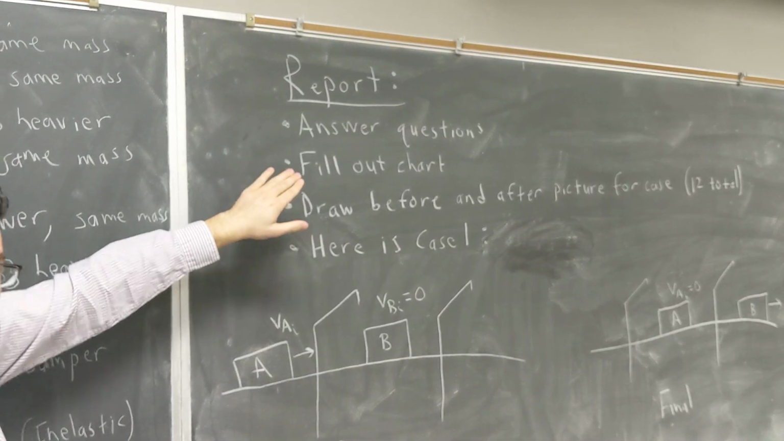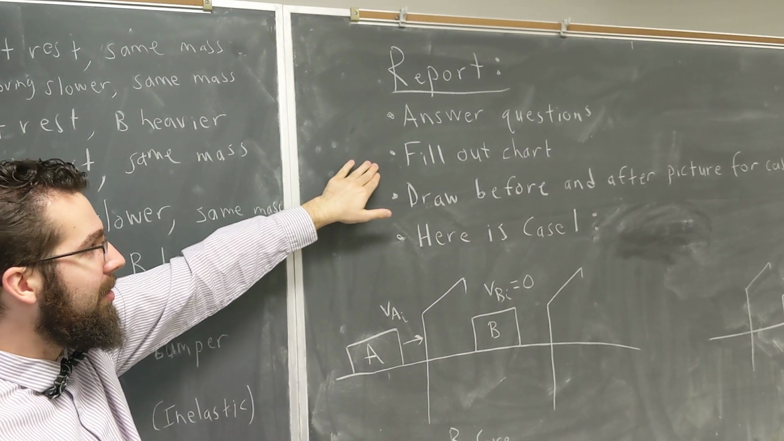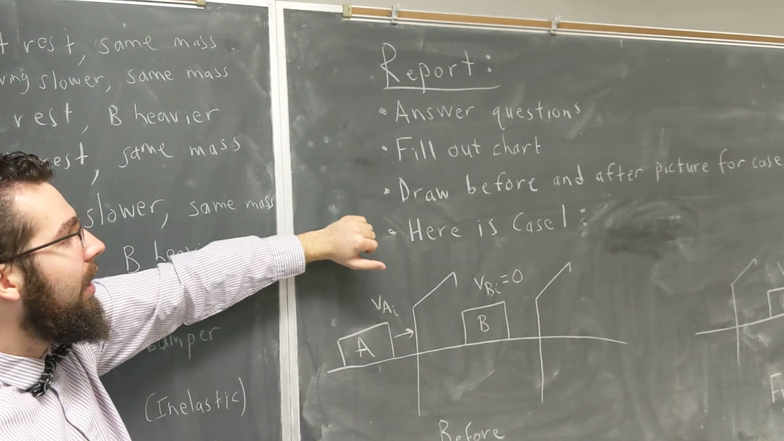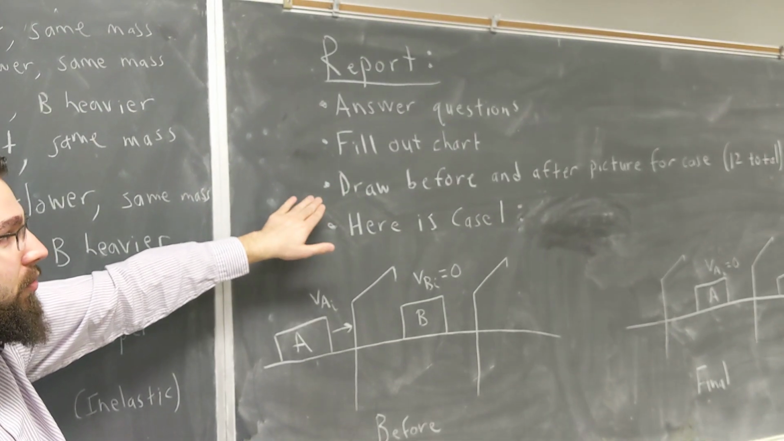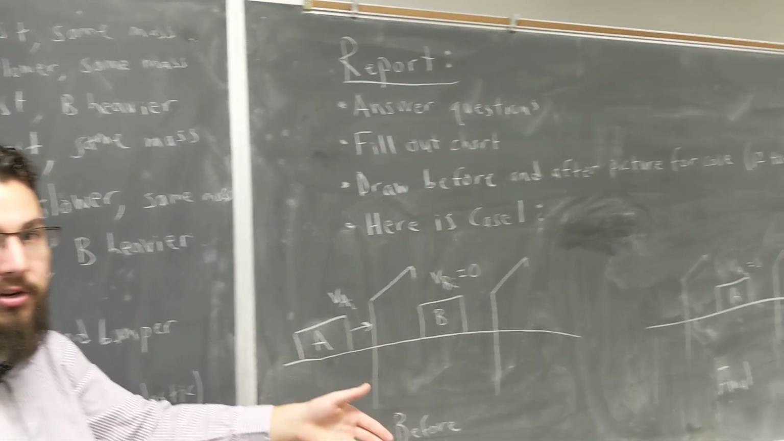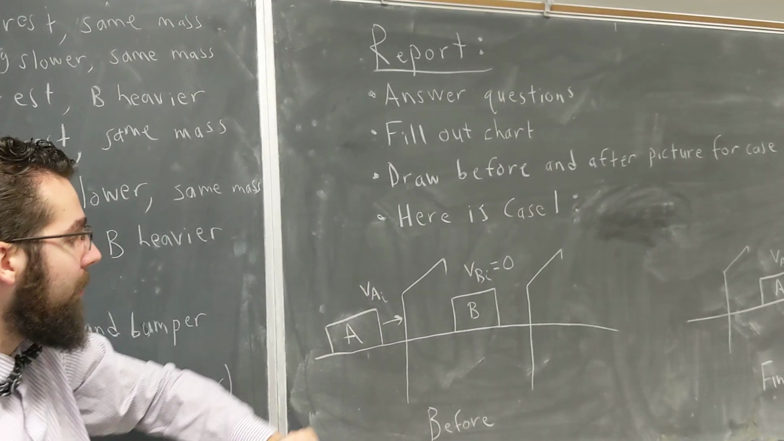Then for our report, we'll answer questions like always. We have one super chart that has the initial velocities, masses, everything, momentum, so you'll fill that out. And then we don't have any graphs, but we have before and after pictures. 12 total, a before and after for each case in 6 cases. So I've gone ahead and I've done the first case for you right here.